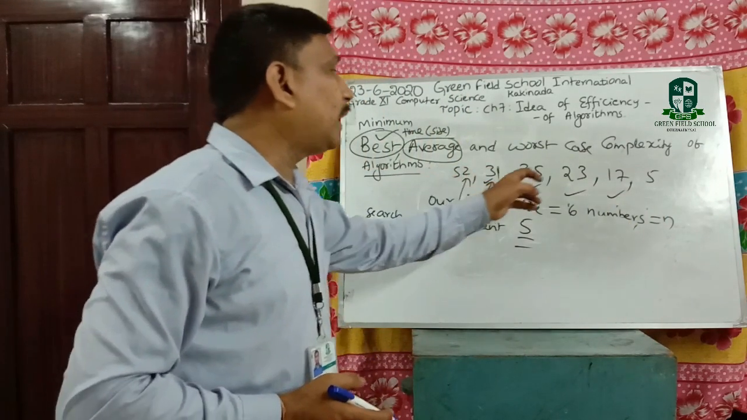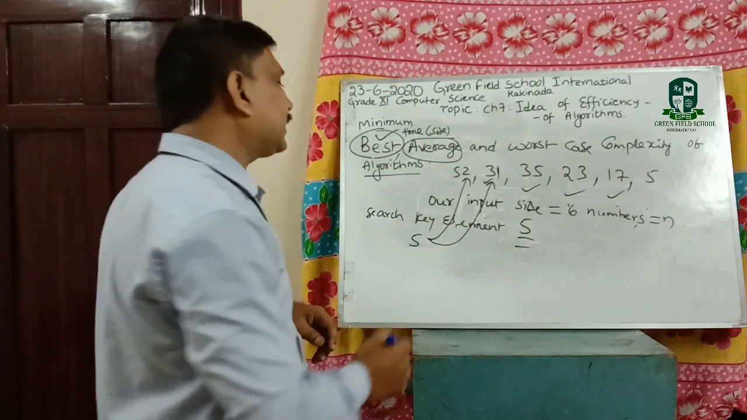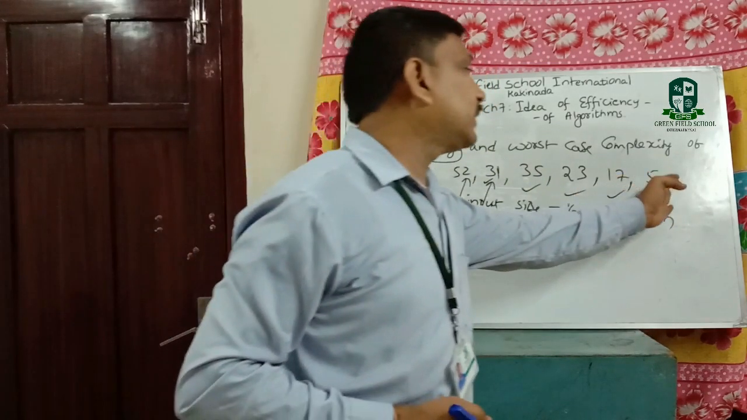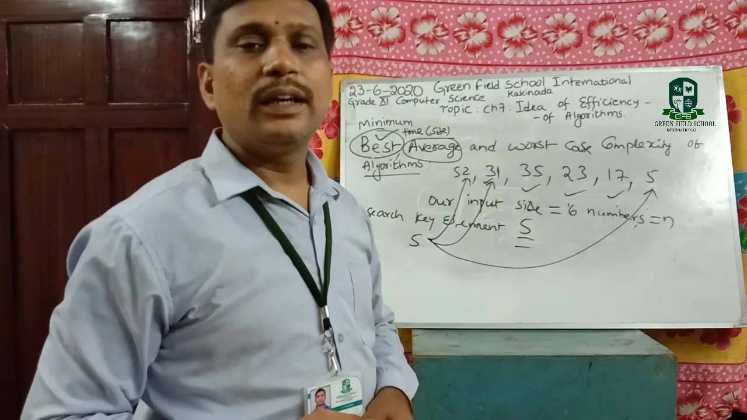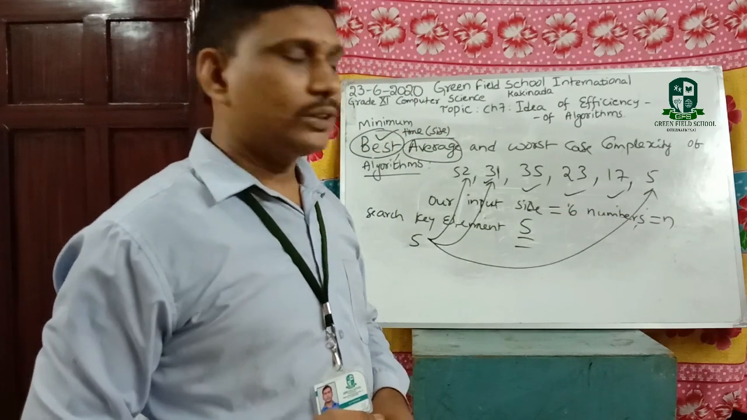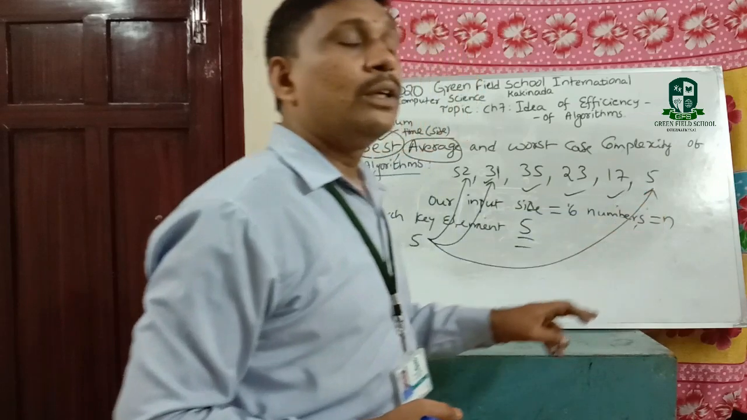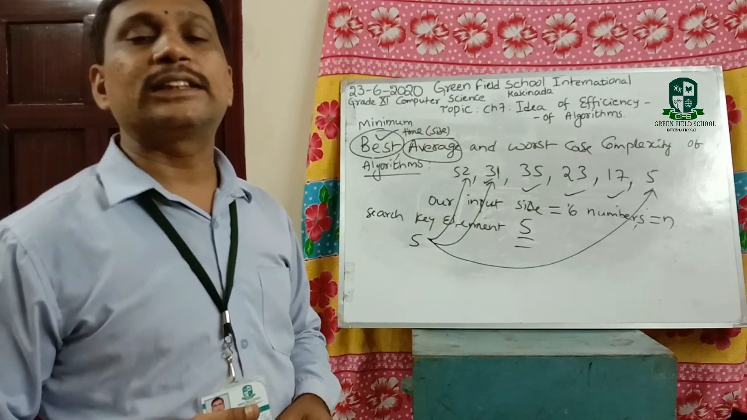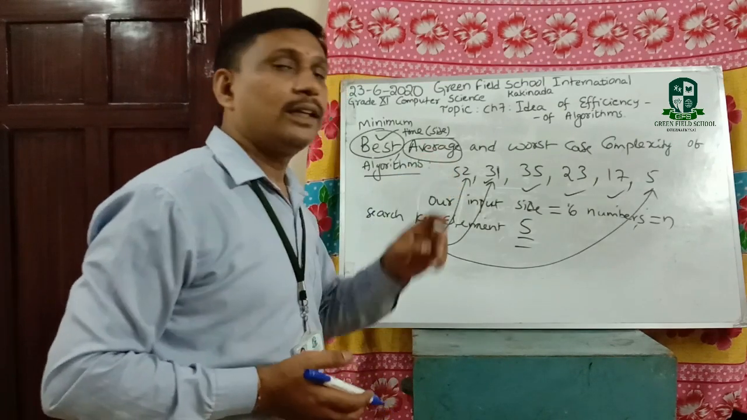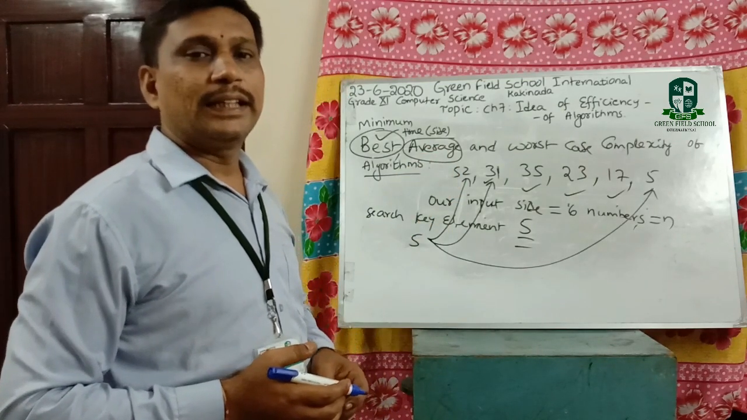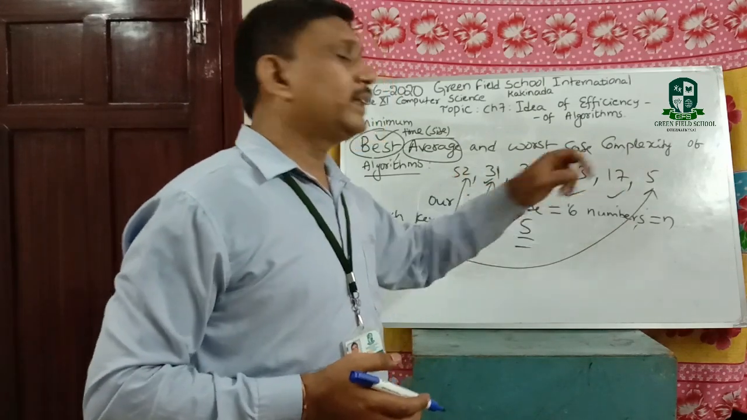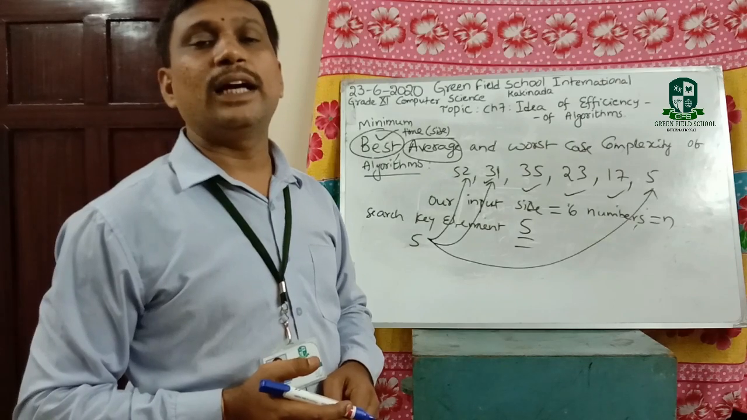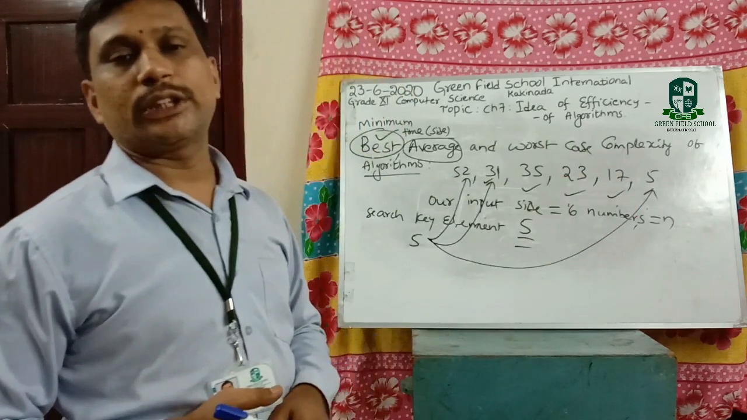So I complete all the 5 steps, and in the last step, 5 is compared with 5. Here no elements are left; this is the last element searched in my list. In this case both numbers are the same, so the searching is successful, and the searched element is found at the 6th position.